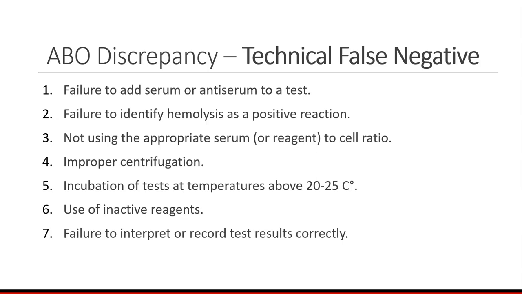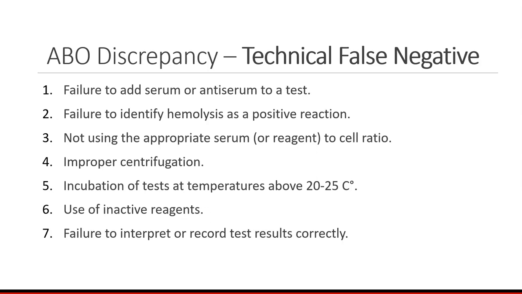So the first thing we're going to talk about are the technical false negatives. Failure to add serum or anti-serum to a test is the most common cause of a false negative with students. That's why in the instruction it says add all your anti-serums and patient serums first, because once you add cells to that tube, you cannot tell whether or not there's serum in there or not. Now with the typing sera, okay, I'll give you that one. But I'm here to tell you that as an instructor, this is the most common cause of false negatives.